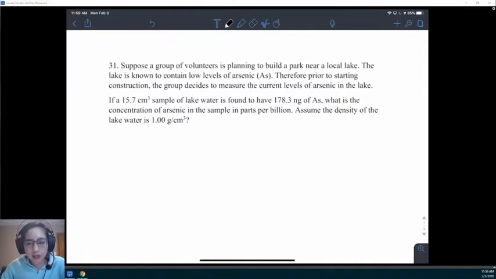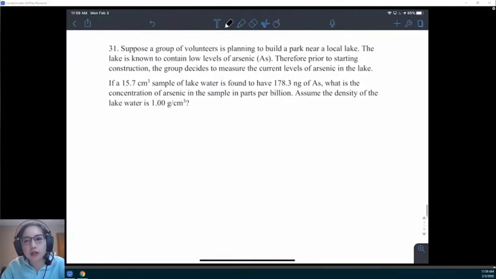Suppose a group of volunteers is planning to build a park near a local lake. The lake is known to contain low levels of arsenic. Therefore, prior to starting construction, the group decides to measure the current levels of arsenic in the lake. Okay, so there's the backstory.